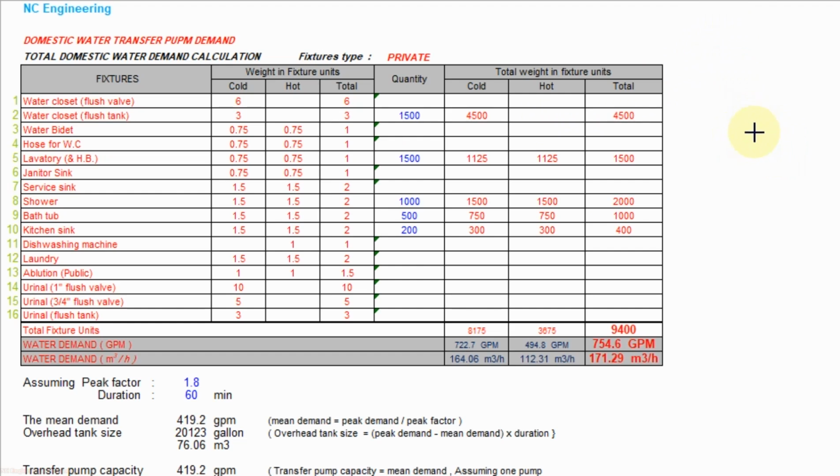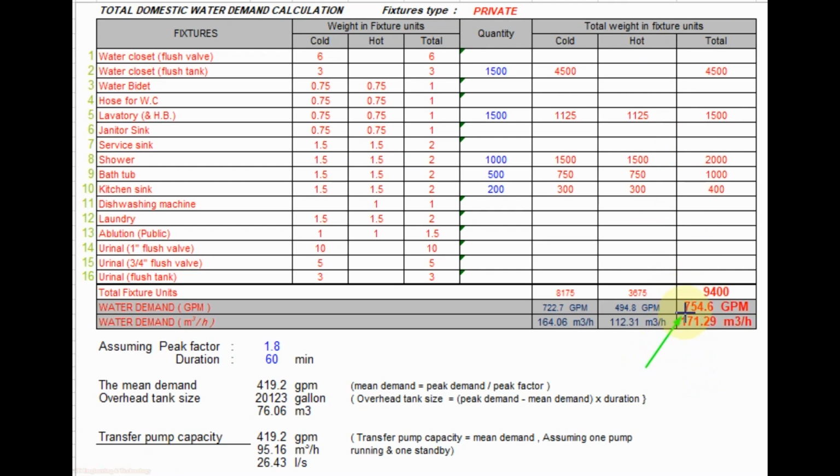We have a building where we have 1500 WC with flush tank, 1500 lavatory that are private. We have shower 1000 that are also private, and 500 bathtub, and 200 kitchen sink that are also private. Here we use the water supply fixture unit value from the International Plumbing Code. So in this way we have calculated the total fixture unit 9400, and the water demand in GPM equal to 754.6 GPM. And this water demand is for peak hour.